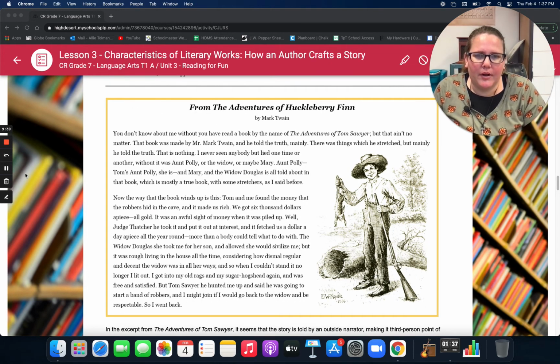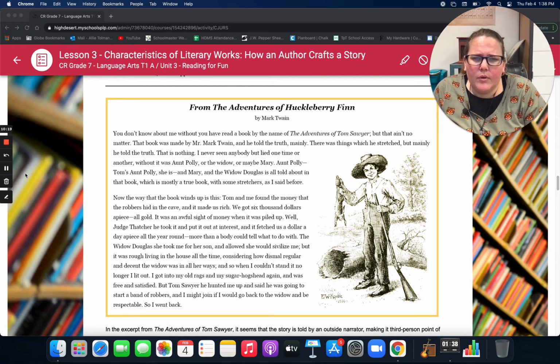From The Adventures of Huckleberry Finn. You don't know about me without you have read a book by the name of The Adventures of Tom Sawyer. But that ain't no matter. The book was made by Mr. Mark Twain, and he told the truth, mainly. There were things which he stretched, but mainly he told the truth. That is nothing. I never seen anybody but lied one time or another, without it was Aunt Polly, or the widow, or maybe Mary. Aunt Polly, Tom's Aunt Polly, she is, and Mary, and the Widow Douglas, is all told about in that book, which is mostly a true book, with some stretchers, as I said before.